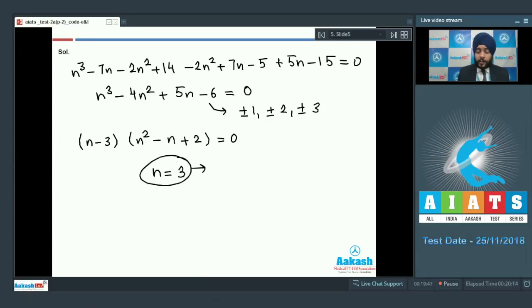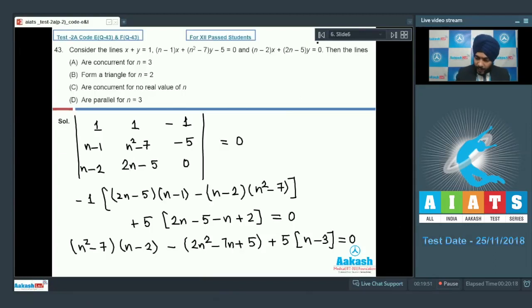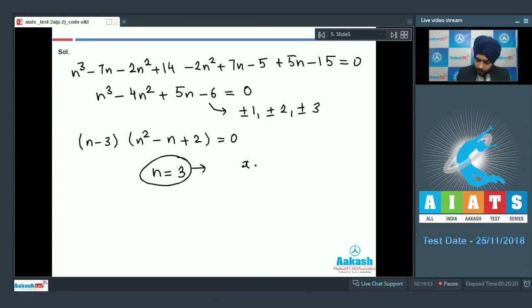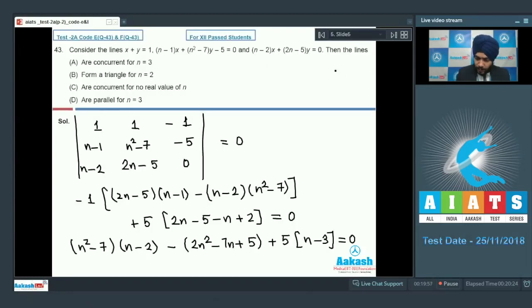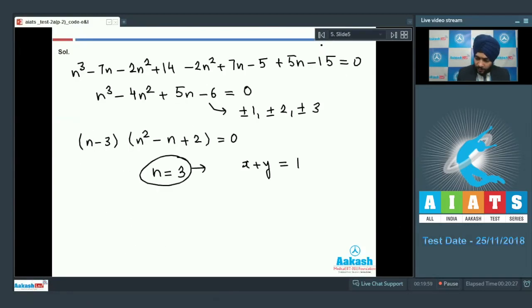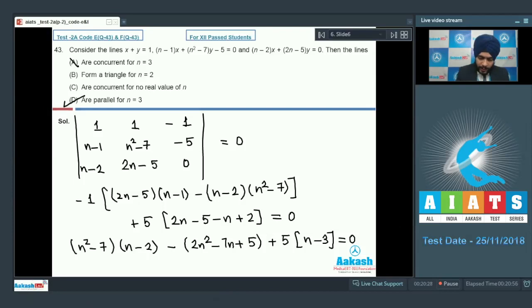Also students, for this possibility you will have to check separately. So if n is equal to 3, I will have x plus y equals 1. The second line will be 2x plus 2y equals 5, which gives you a set of parallel lines. Okay, these are parallel. So that means for n equals 3, they are parallel but not concurrent. So D is correct, A is wrong. Form a triangle for n equal to 2, concurrent for no real value of n.